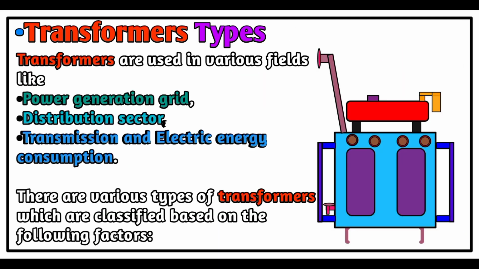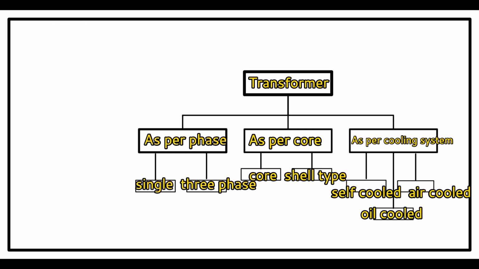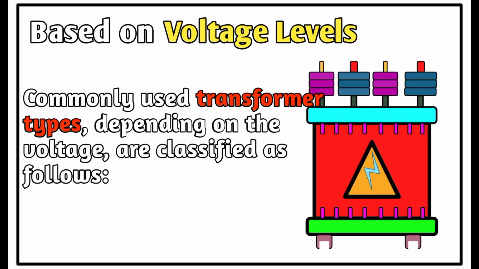Transformer types. Transformers are used in various fields like power generating grid, distribution sector, transmission and electric energy consumption. There are various types of transformers which are classified based on the following factors: working voltage range, the medium used in the core, winding arrangement, installation location. Based on the voltage level commonly used, transformer types depending upon the voltage are classified as follows.